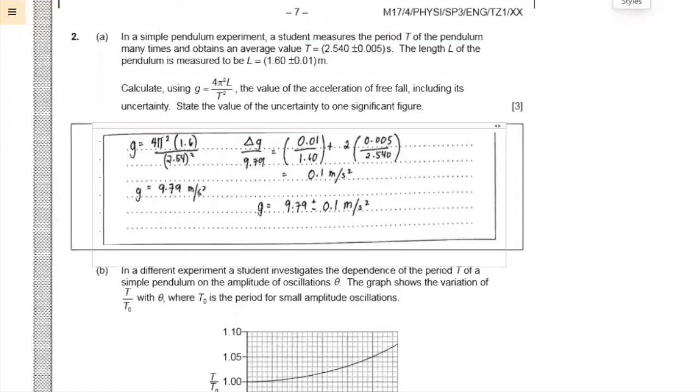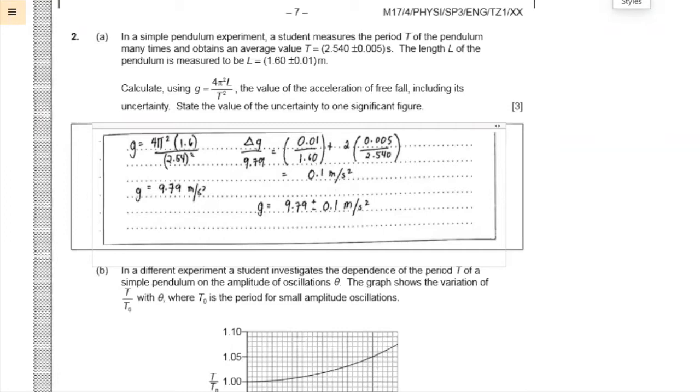Let's proceed now to the next number. In a simple pendulum, a student measures the period T of the pendulum many times and obtains an average value, which is 2.540 plus or minus 0.005 seconds. The length of the pendulum is measured to be the length L, which is 1.60 plus or minus 0.01 meters.